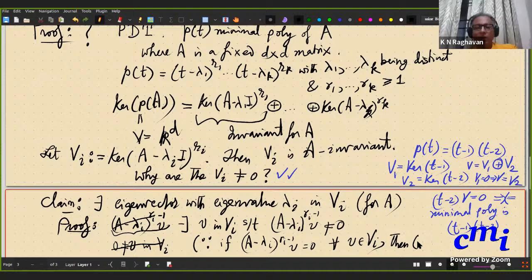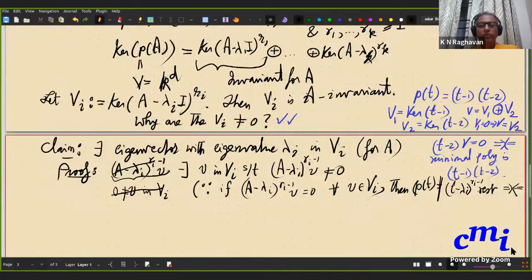Yes. Okay. Then PT would have divided (T minus lambda I) to the power Ri minus 1 and the rest. Right? So instead of (T minus lambda I) to the power Ri, I could have taken (T minus lambda I) to the power Ri minus 1, and that would be a contradiction, right? Is that okay, Annamalai? Yes.